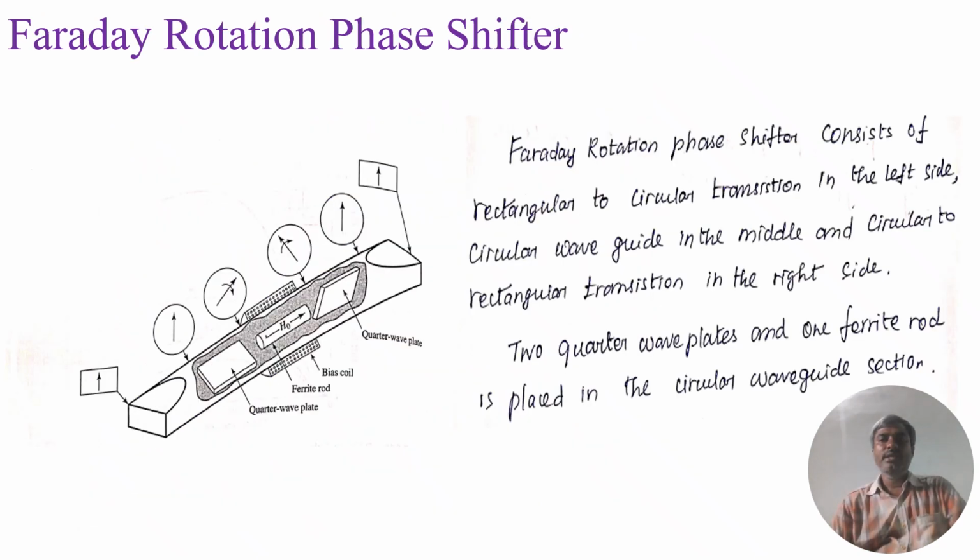The Faraday rotation phase shifter consists of a rectangular to circular waveguide transition on the left hand side, a circular waveguide in the middle and a circular to rectangular transition on the right hand side. Two quarter wave plates and one ferrite rod are placed in the circular waveguide section.